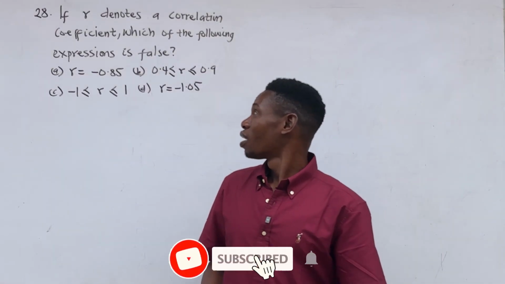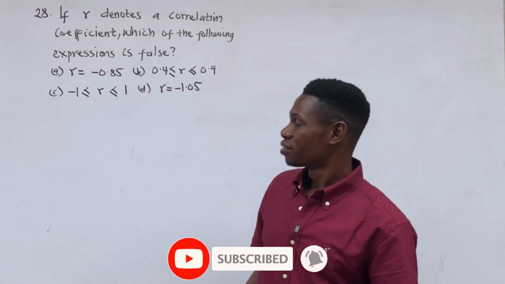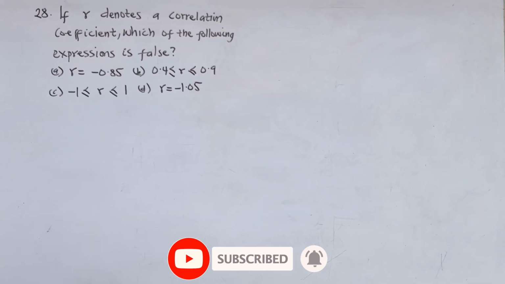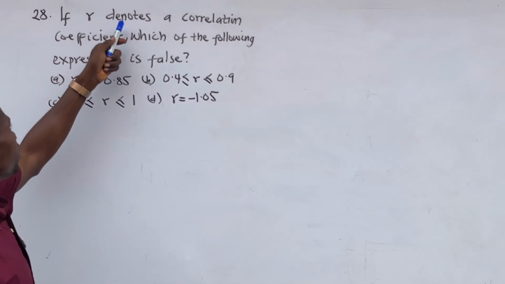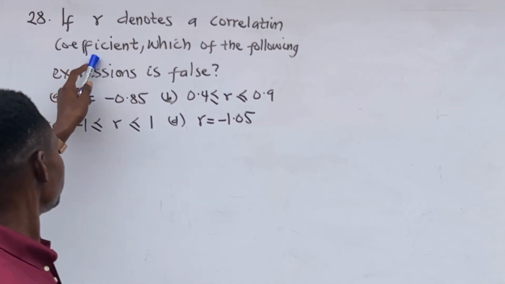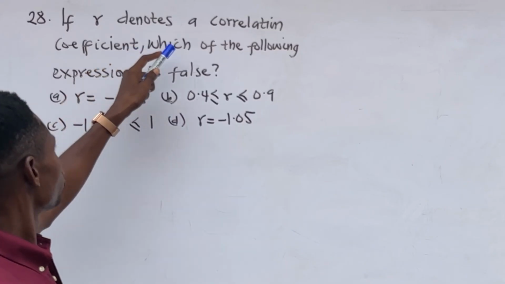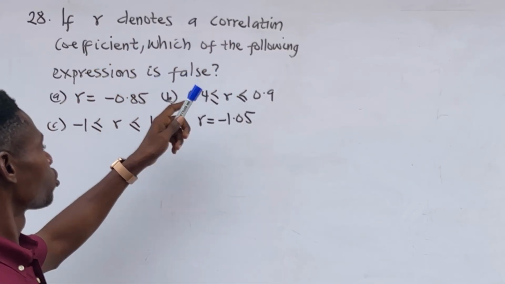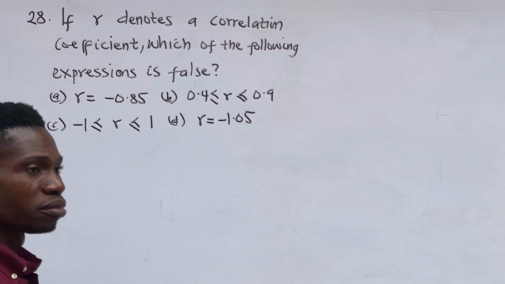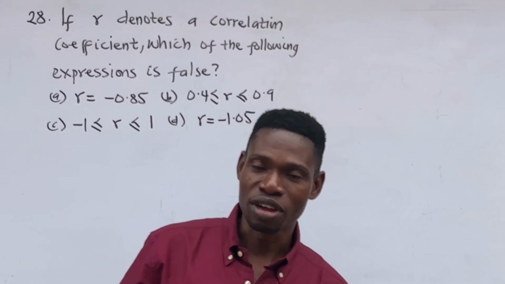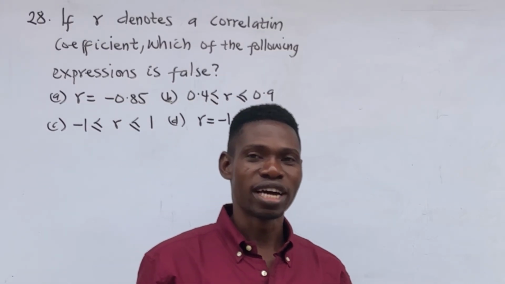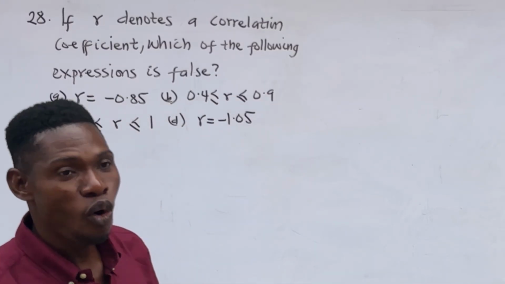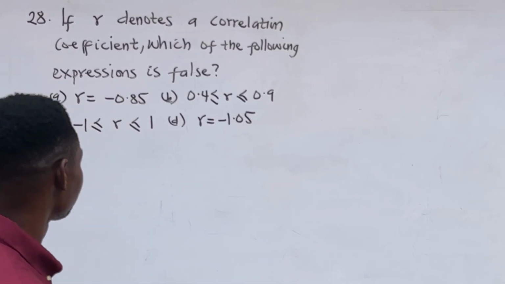All right, so let's do number 28. It says, if R denotes a correlation coefficient, which of the following expressions is false? Correlation and regression. So if you have learned that topic, you will know that the correlation coefficient always satisfies this.